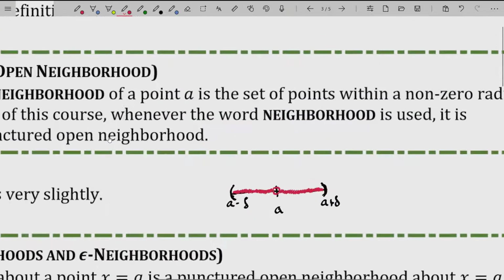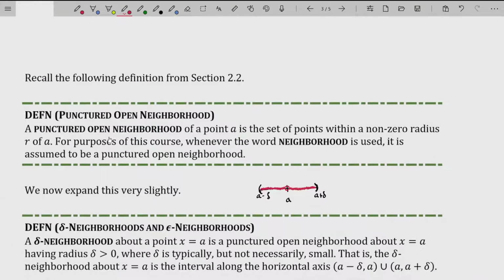Now, to be honest with you, in calculus, whenever the word neighborhood comes up, it really is a punctured open neighborhood. We're really talking about a neighborhood that has a hole right in the center of it. And this really works well with that idea that we were just working with, that limit as x approaches 3 of 2x plus 3 is equal to 9.